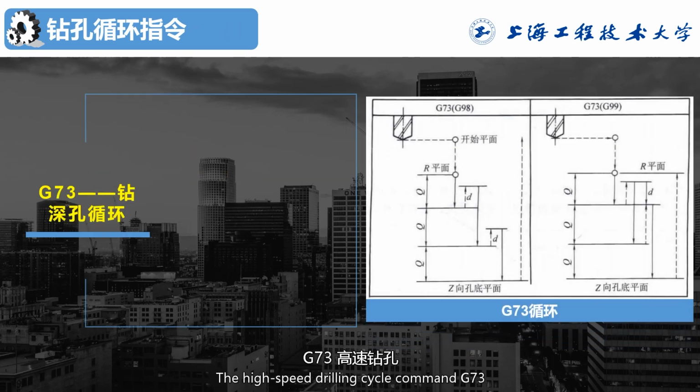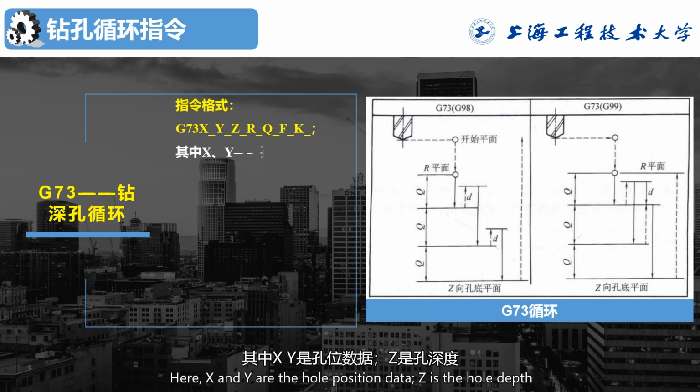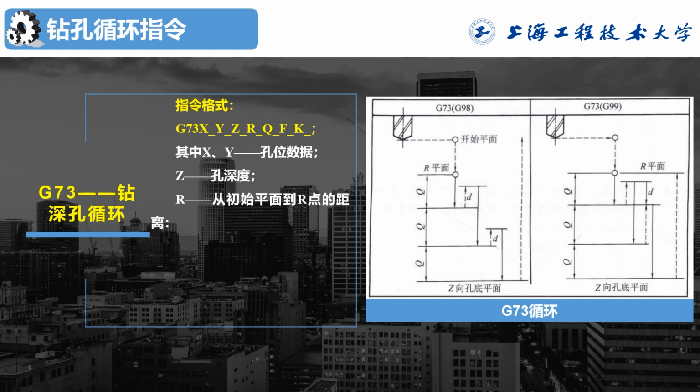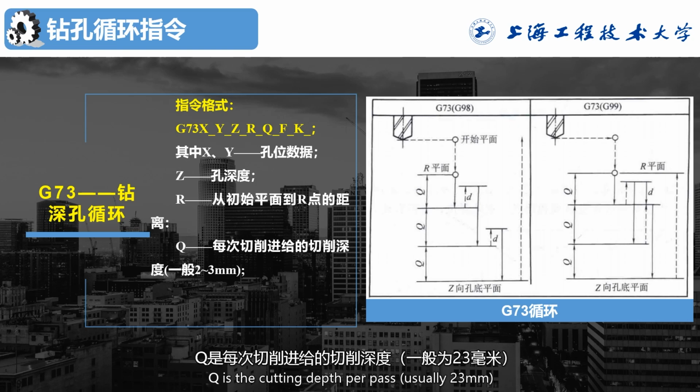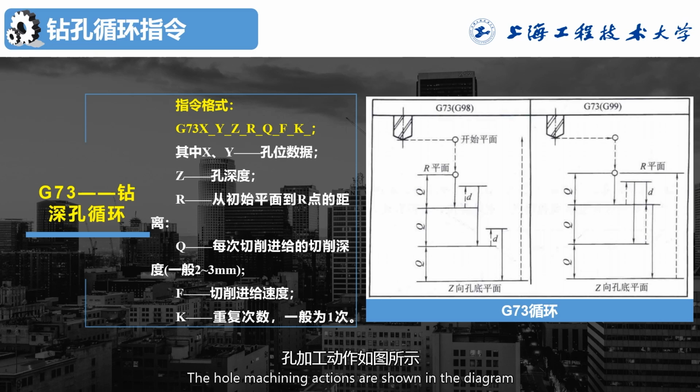The high-speed drilling cycle command G73 has the format G73 X, Y, Z, R, Q, F, K. Here, X and Y are the hole position data, Z is the hole depth, R is the distance from the initial plane to the R point, Q is the cutting depth per pass, usually 2 to 3 mm, and F is the cutting feed rate. The hole machining actions are shown in the diagram.